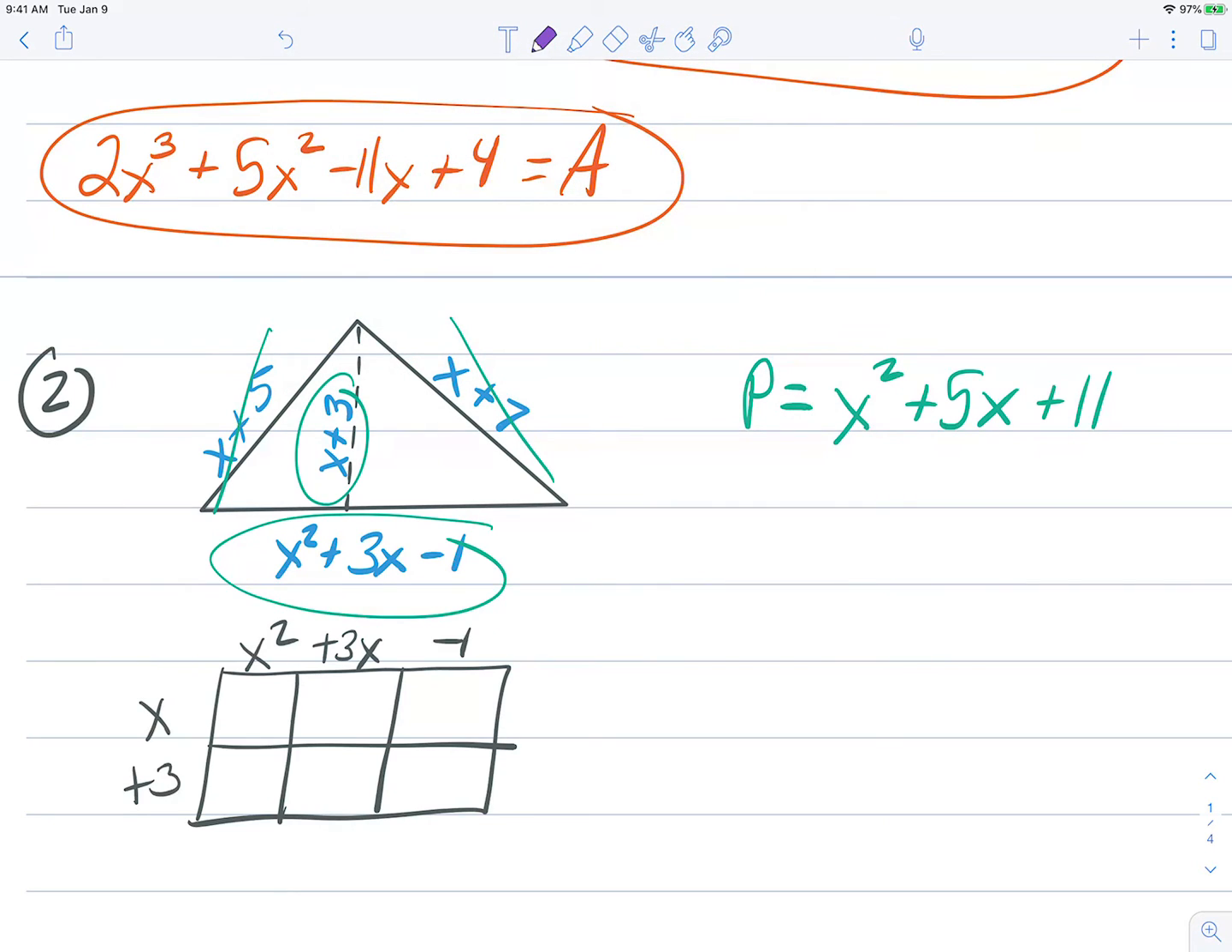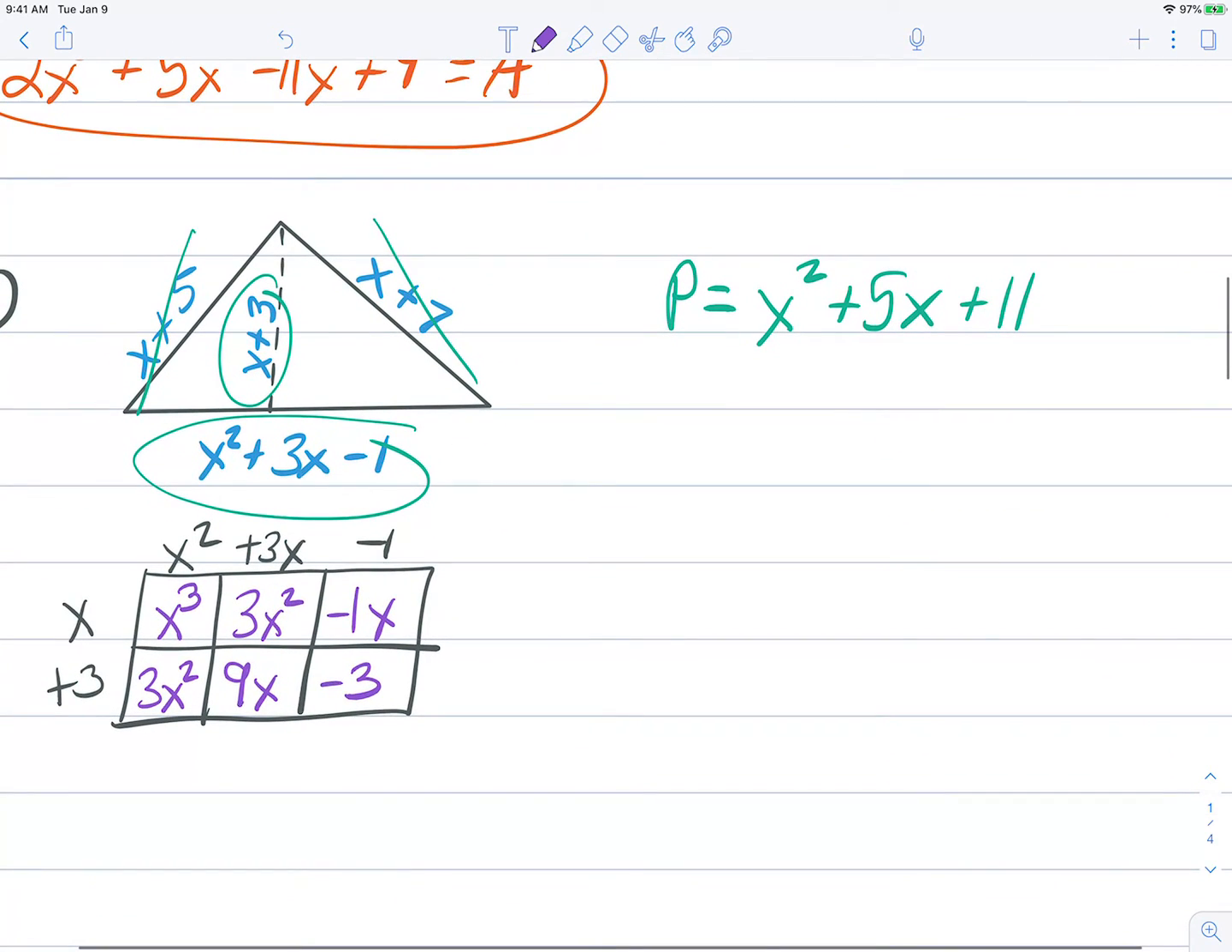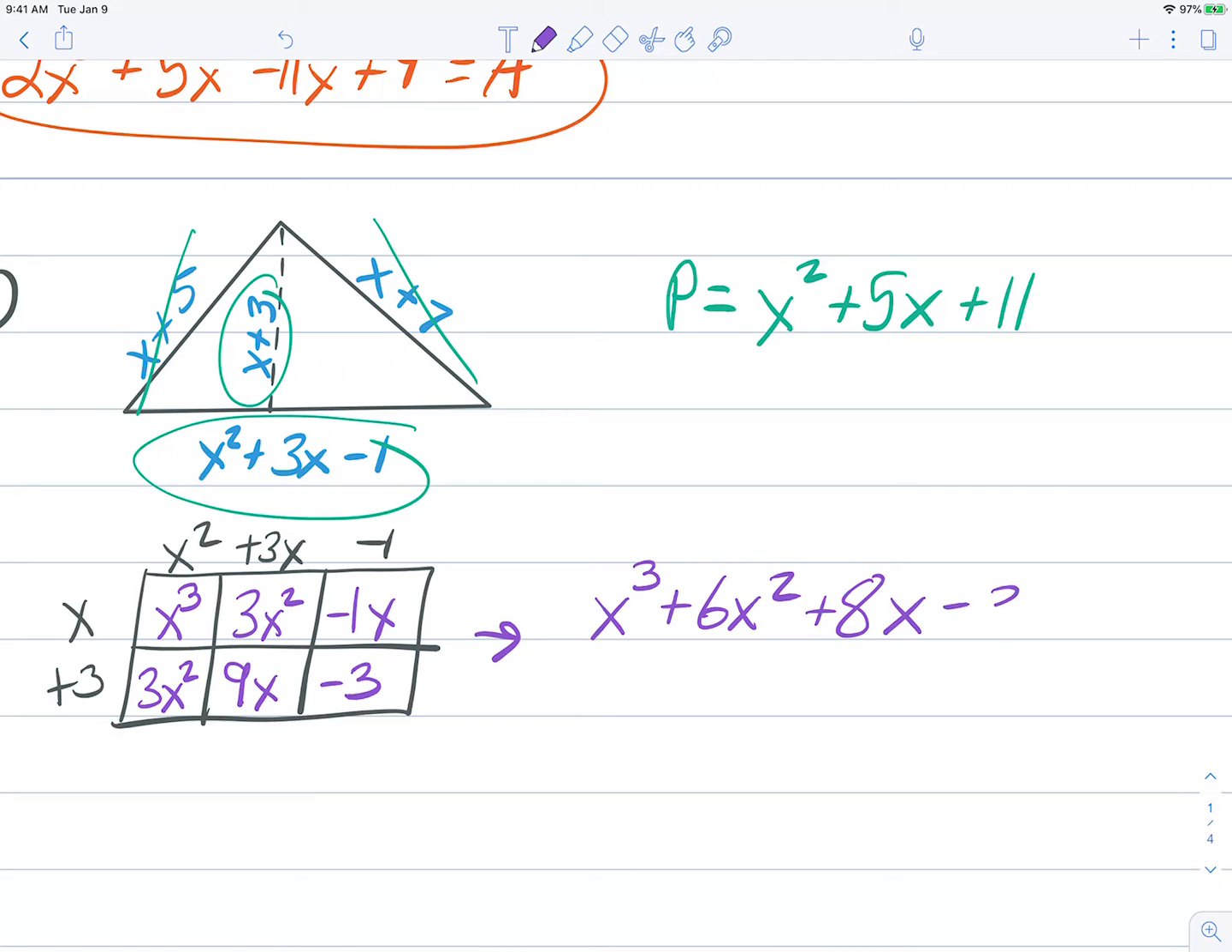If I multiply the column by the row, I get x cubed, 3x squared, minus 1x, 3x squared, 9x, and a negative 3. If I combine those, I would get x cubed plus 6x squared, because those are in the diagonals right here. The next diagonal of x's gets me an 8x and a minus 3.